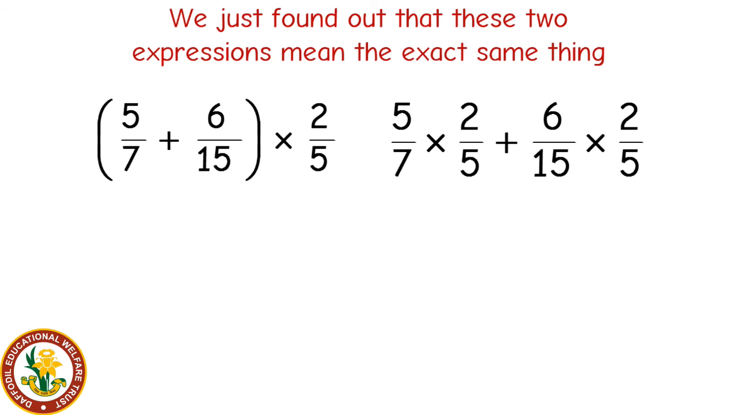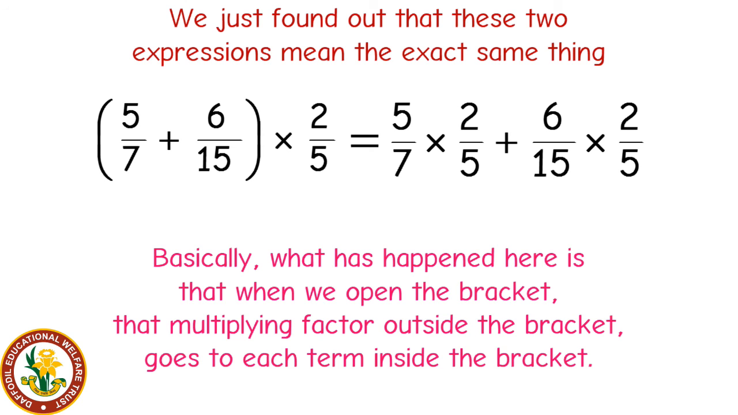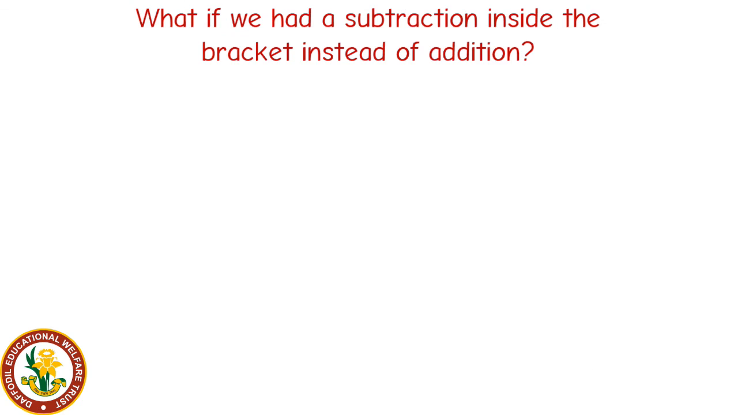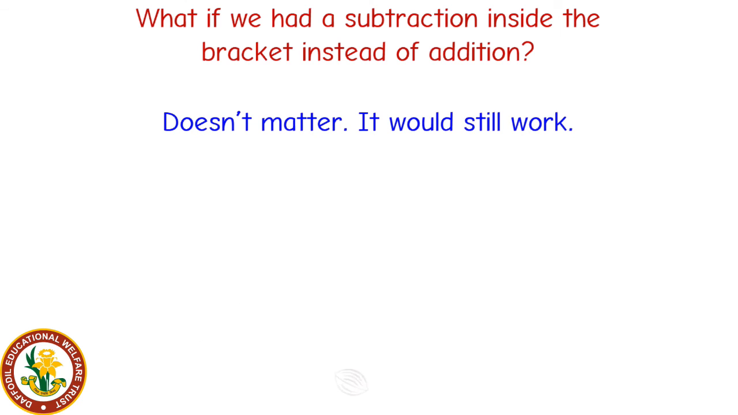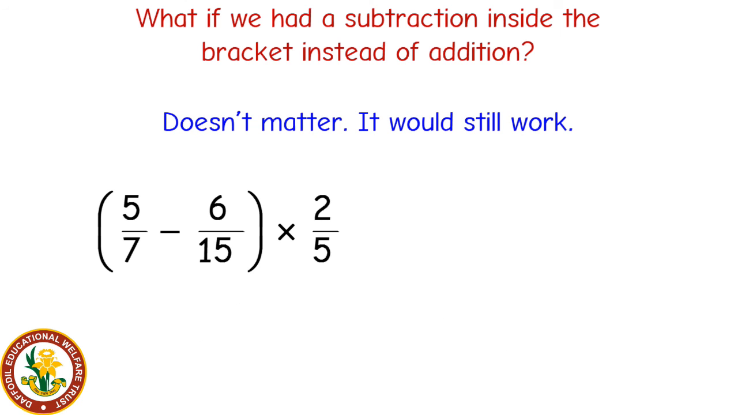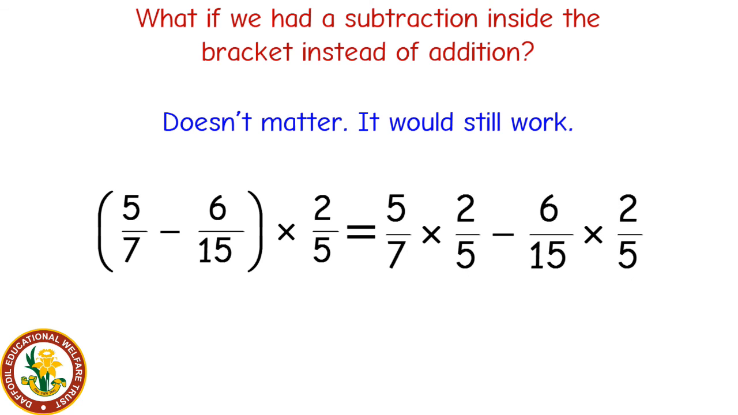We just found out that these two expressions mean the exact same thing. Basically, what has happened here is that when we open the bracket, that multiplying factor outside the bracket goes to each term inside the bracket. What if we had a subtraction inside the bracket instead of addition? Doesn't matter, it would still work. 5 upon 7 minus 6 upon 15, into brackets, multiplied by 2 upon 5 is equal to 5 upon 7 multiplied by 2 upon 5 minus 6 upon 15 multiplied by 2 upon 5.